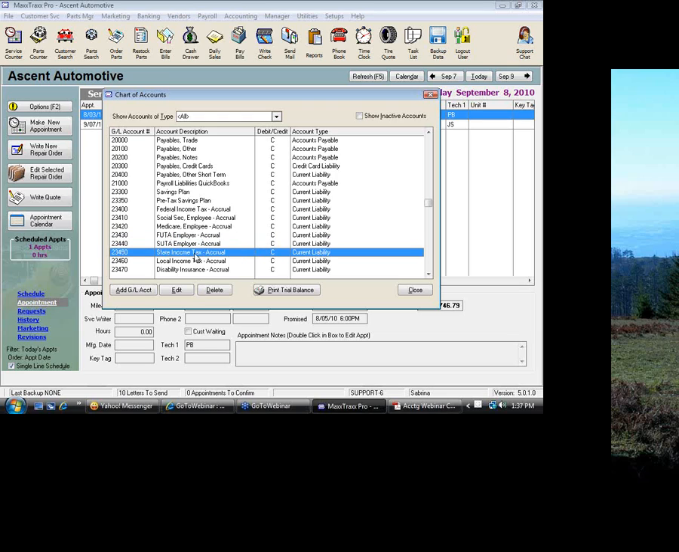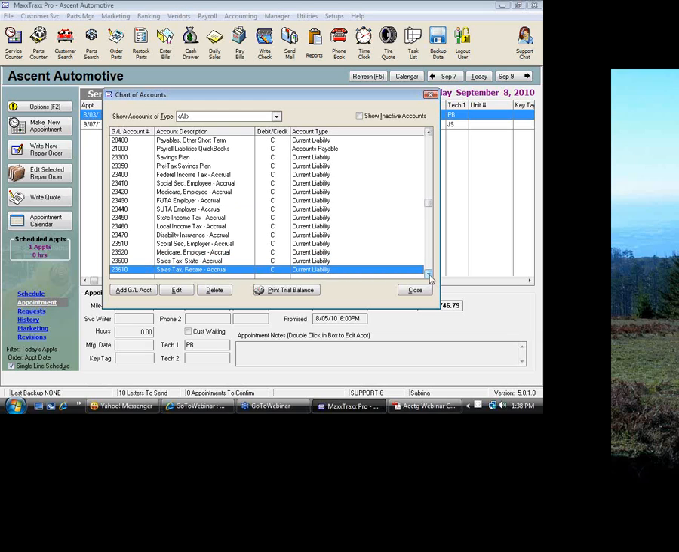Now, this state income tax, again, this is the employee part. It's almost exactly the same as federal income tax, but this is all accrued by your employees, and if they have local. And in some states, you also have disability, which again is an accrual account. Now, the flip side, just like the unemployment tax, we also have your portion of Social Security and Medicare.